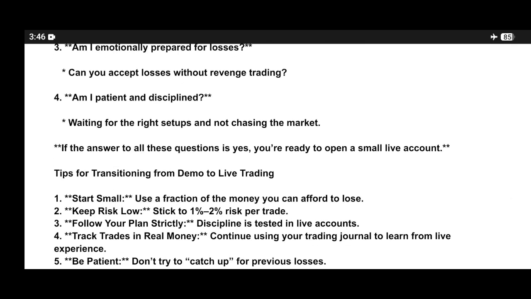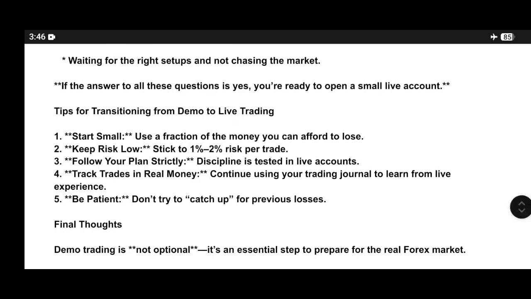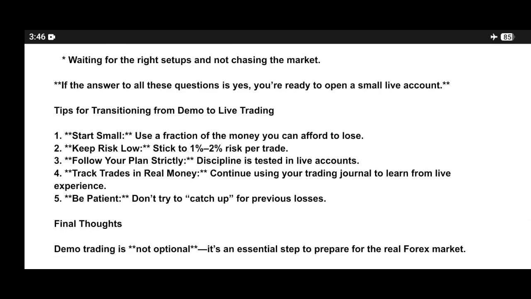Let me now tell you tips for transitioning from demo to live trading. Number 1 is this: start small. Use a fraction of the money, an amount you can afford to lose. Number 2, keep risk low. Stick to 1 to 2% risk per trade. Number 3, follow your plan strictly. Discipline is tested in a live account.